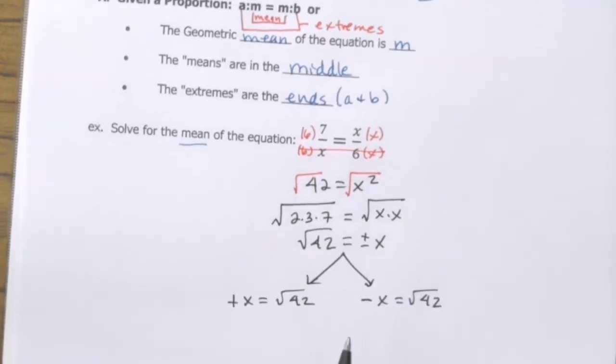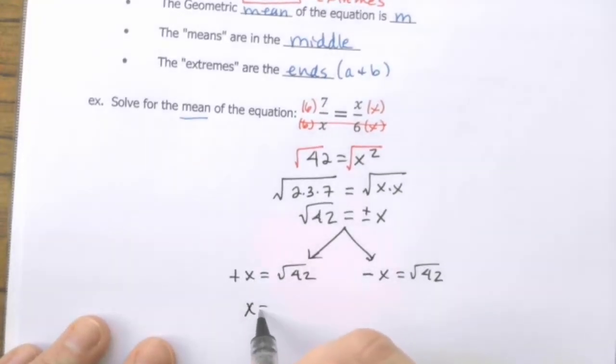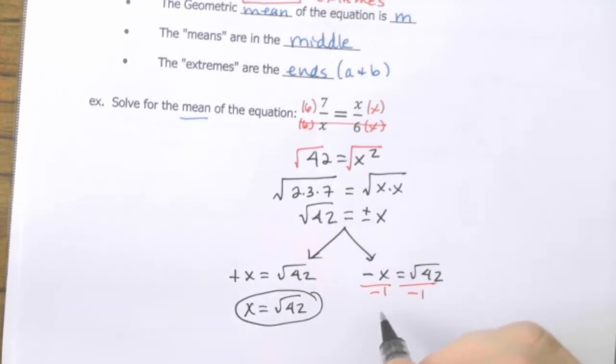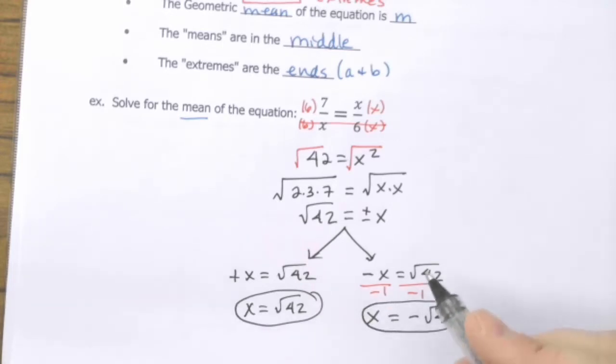The left one's the easiest one to solve for. X equals square root 42. The right one you can multiply or divide by a negative 1. A negative divided by a negative is a positive x, and that equals negative square root of 42. Notice the negative interacts with the scalar, not the radicand.